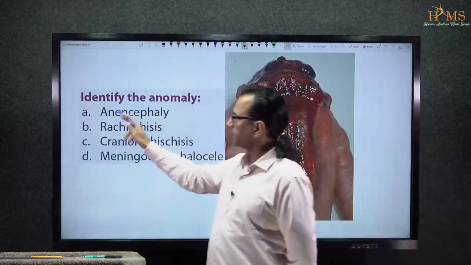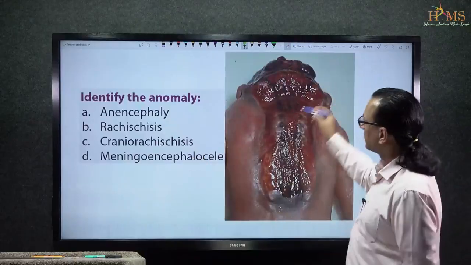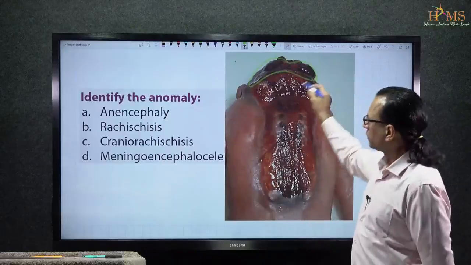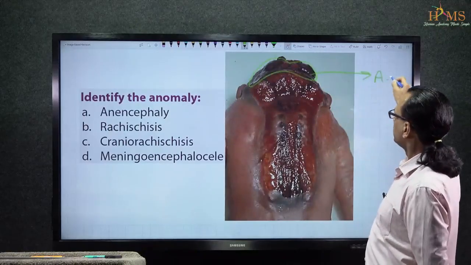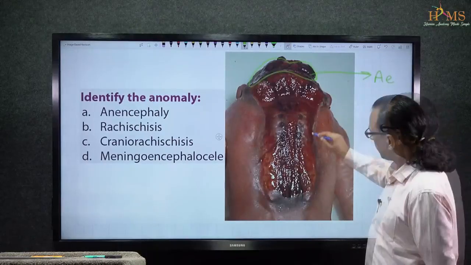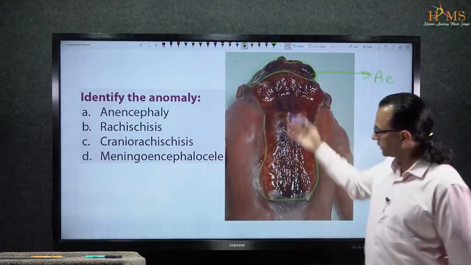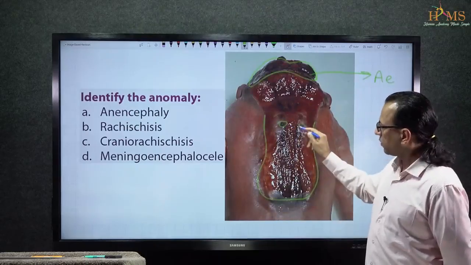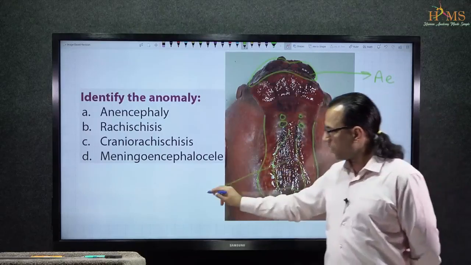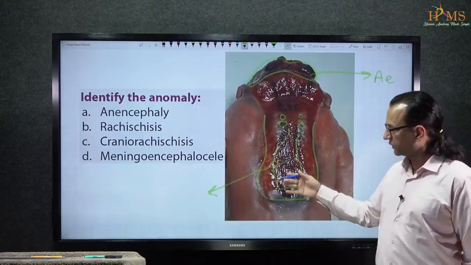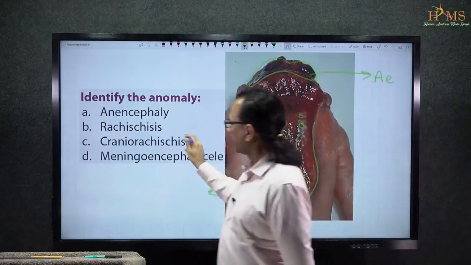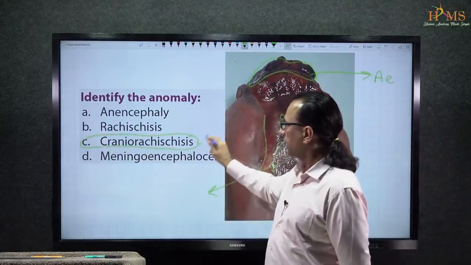Presently, we want to identify this anomaly, and it is observed that there is a small degenerated brain with a missing skull cap. So it qualifies as an anencephaly. But then we also notice that the skin is missing from the periphery, and it is not covering this defect area, where the vertebrae are also open, spina bifida, and there is open spinal cord and CSF leaking out, which qualifies as rachischisis. Rachischisis plus anencephaly, together you call it craniorachischisis. So that should be our answer here.